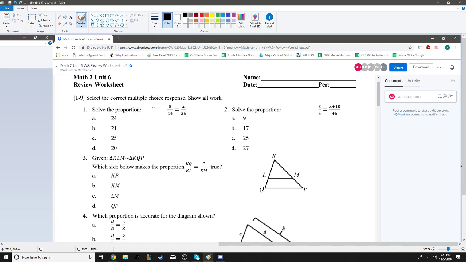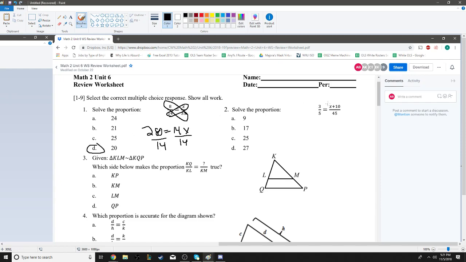Number 1, solve the proportion. So you need to cross multiply. Multiply those guys. 35 times 8, that would be 280. And then multiply the other guys. 14 times x is 14x. And then divide both sides by 14 to get d is 20.